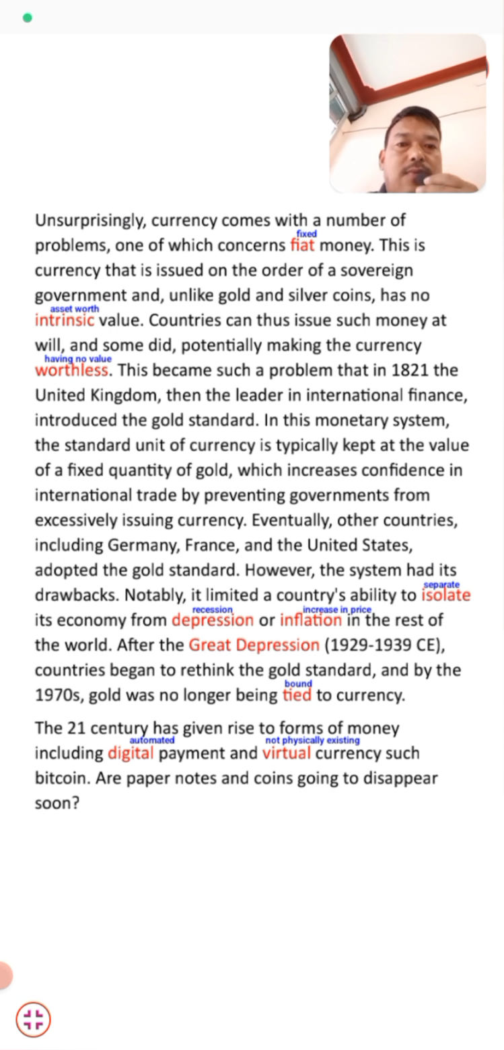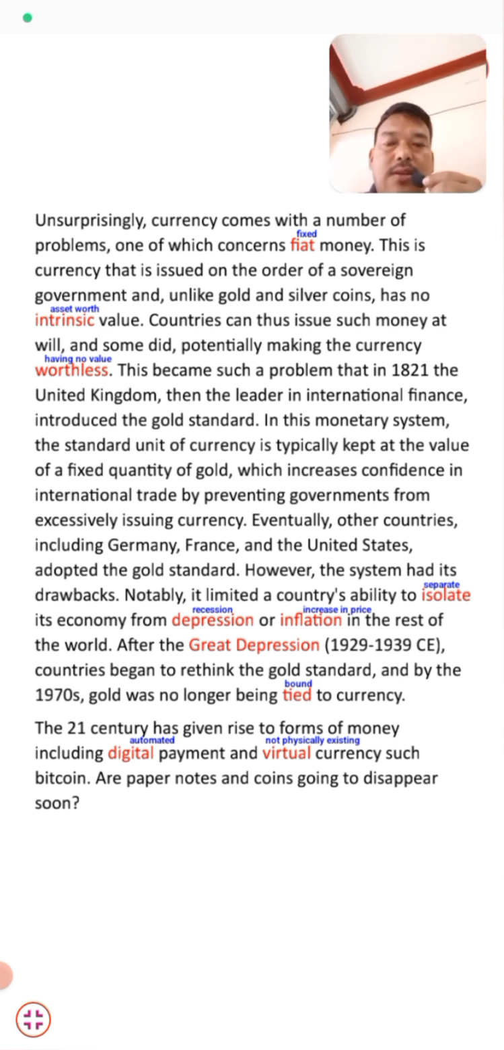According to this monetary policy, the production of currency is totally based on a certain amount of gold. Only then would the money be printed. This increased confidence in international trade by preventing governments from issuing currency excessively. This policy prevents governments from printing too much money and increases the credibility of international trade.